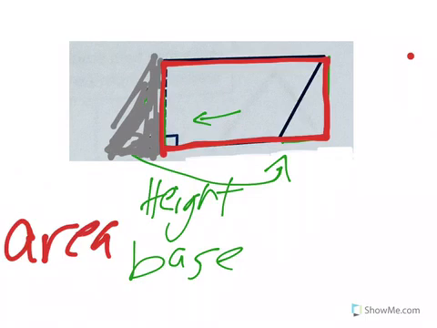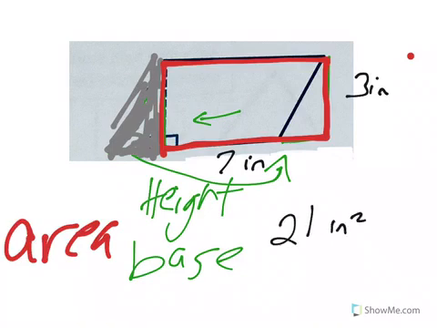Now, if we were to measure this, and let's say this is 3 inches, and then let's say this piece down here, the base, is 7 inches, and we wanted to find the area, we would do 7 times 3, right? So we'd have 21 inches squared.